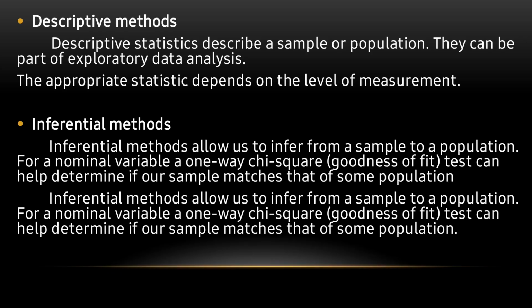Descriptive methods. Descriptive statistics describe a sample or population. They can be part of exploratory data analysis. Inferential method. Inferential method allows us to infer from a sample to a population. For a nominal variable, a one-way chi-square test can help determine if our sample matches that of some population.